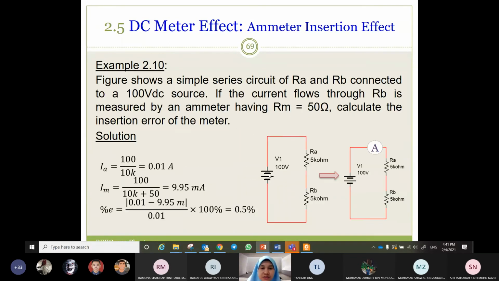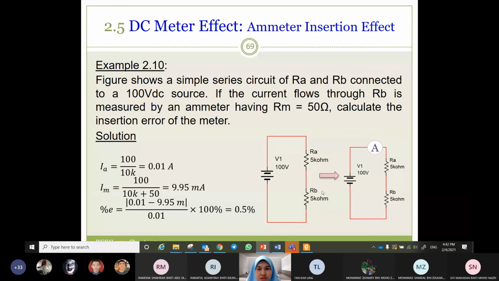Simpler than the previous actually. This example should be located before the previous. The figure shows a simple series circuit of RA and RB connected to a 100 VDC. If the current flowing through RB is measured by an ammeter having RM equal to 50 ohm, calculate the insertion error of the meter. Actually, I have edited this figure. Never mind, I will re-upload in Microsoft Teams.